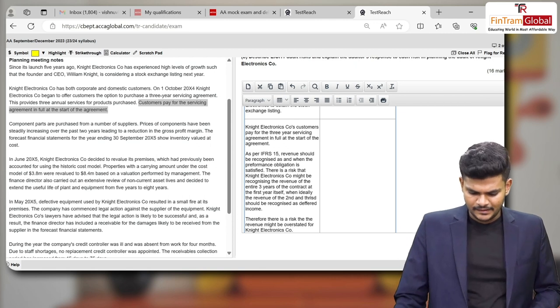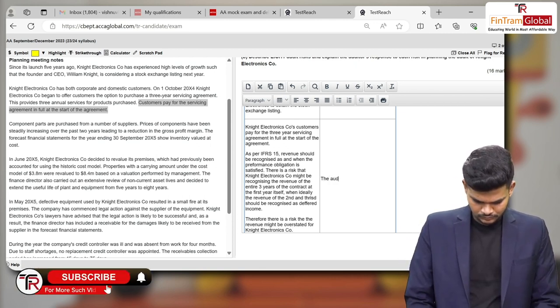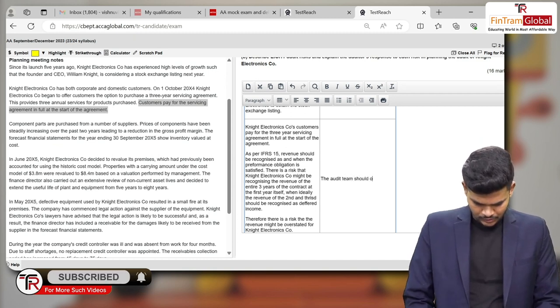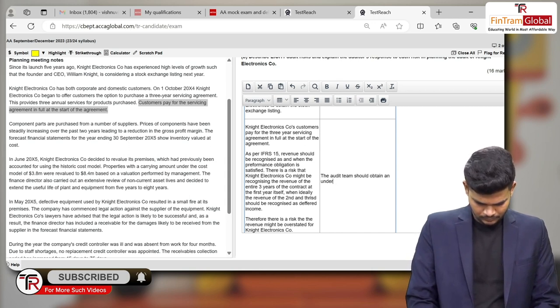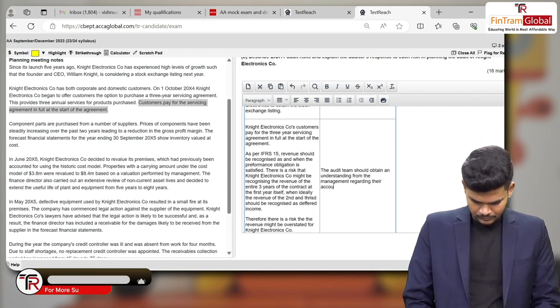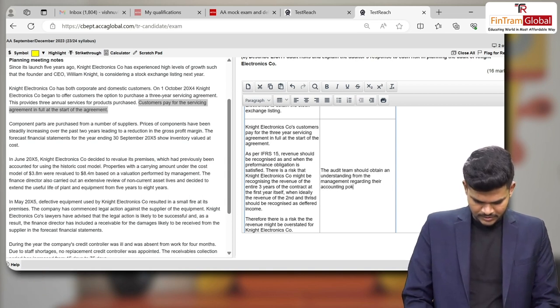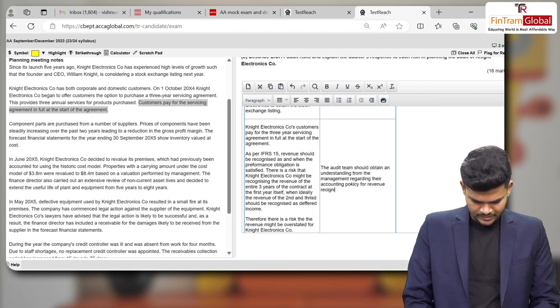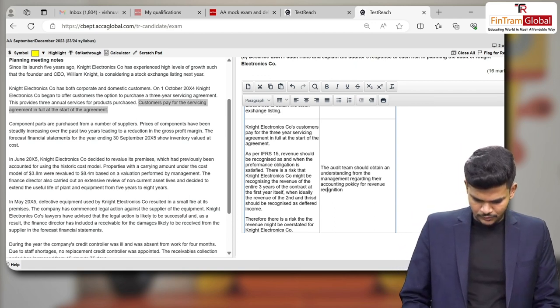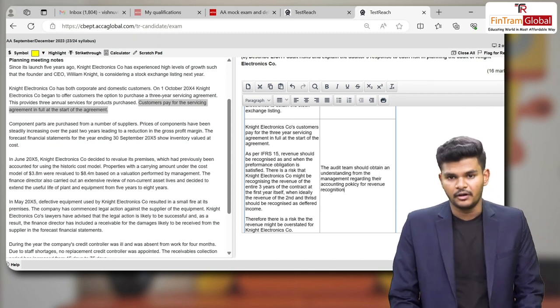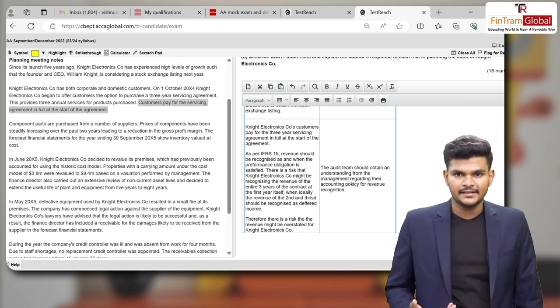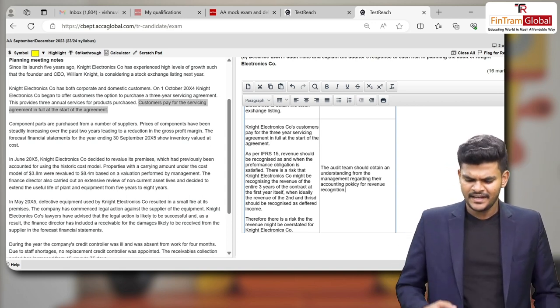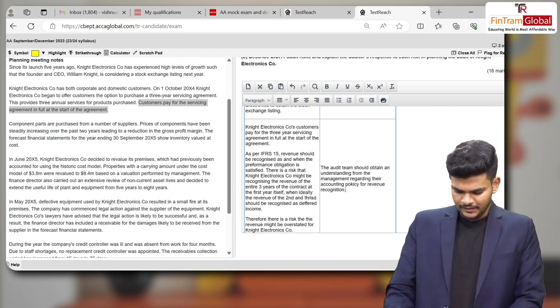Well, the response is that the audit team should obtain an understanding from the management regarding their accounting policy for revenue recognition, right? That's basically something we can first of all do. We can't just simply say, hey, you guys are wrong. We have to first consider what they have to say, like how they are going about the revenue recognition approach, and then consider whether they're right or wrong. So that's basically the idea here. And what else?